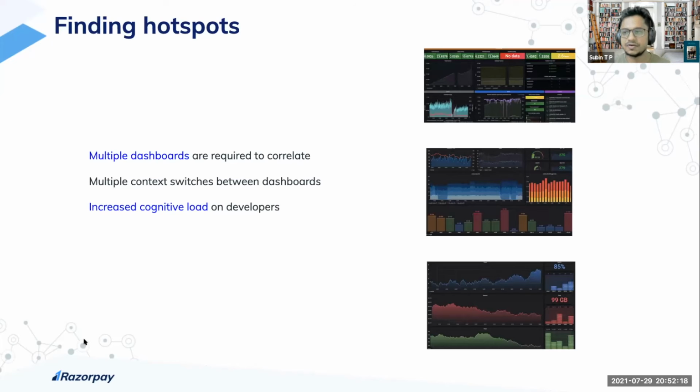The second challenge is finding the hotspot. We use the Grafana, Prometheus, and Sumo Logic stack for debugging issues. In the microservices world, one request can go through a minimum of 3 or 4 services. So to answer where the problem is, we have to correlate multiple Grafana dashboards. That created multiple context switches and increased cognitive load on developers.